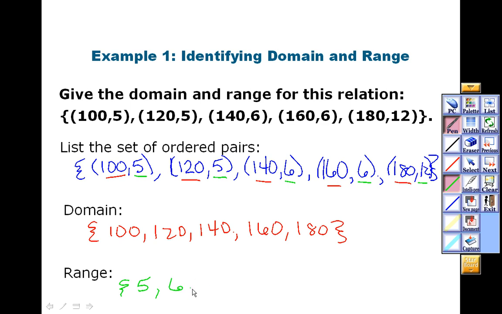Notice I did not write the repeated ones. I didn't repeat them in my range. Even though 5 occurred twice, I only need to note it once.